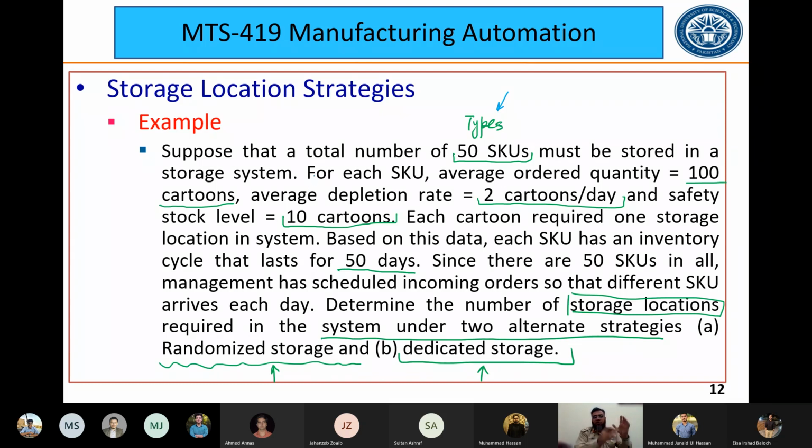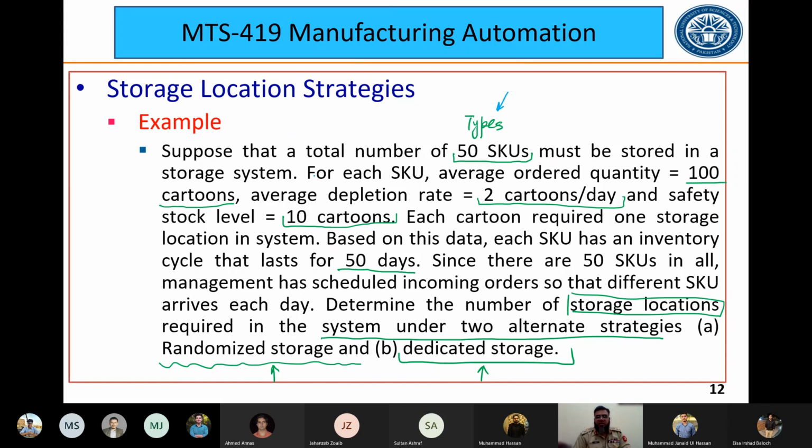Okay? So you order in a quantity of 100, whenever you order. The depletion rate is 2 cartons per day. And the safety stock level is 10 cartons. What does this mean? It means that each SKU must have at least 10 cartons in your storage. Each carton requires one storage location in the system. We know this, it is a unit load system.